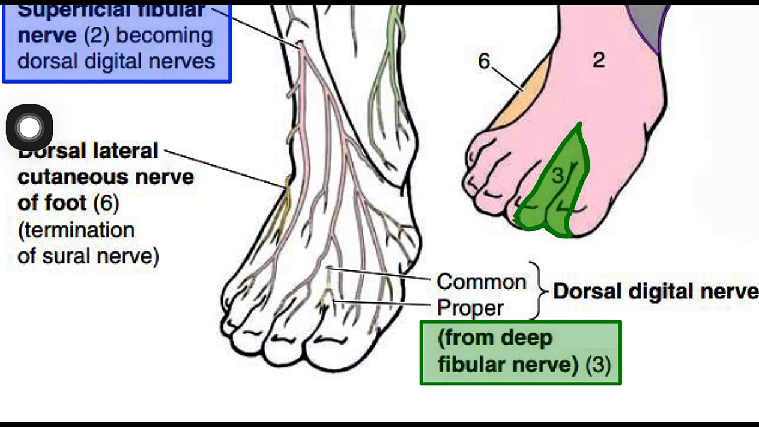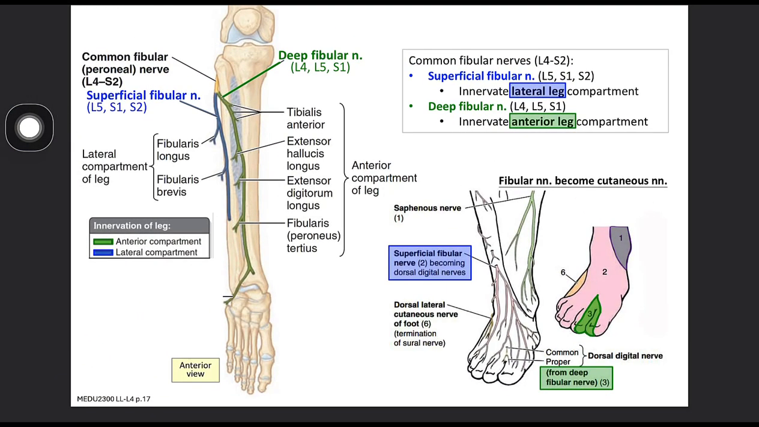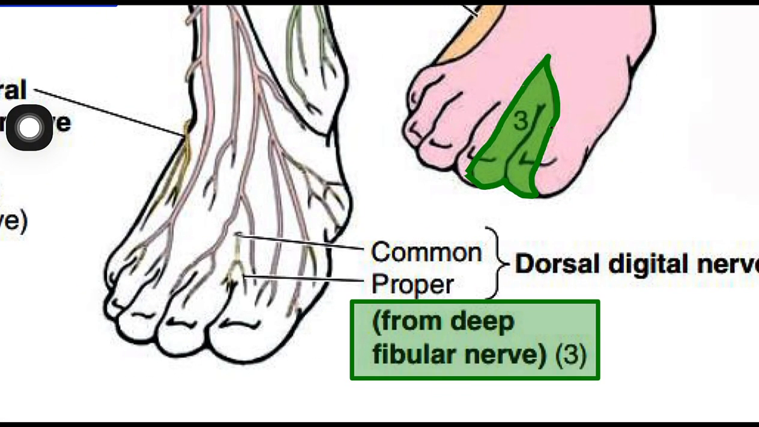Because if the problem is the common fibular nerve, then both the superficial and the deep nerve may have sensation problems, right? But if the problem is exclusive to the deep fibular nerve, then when you ask the patient about this area, they may say, I'm okay, I don't feel anything. So that's why this is actually one of the past paper questions, if I'm not wrong. Yeah, last year or the year before, I can't remember.